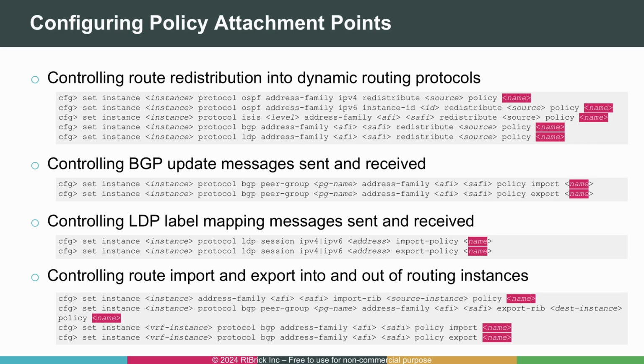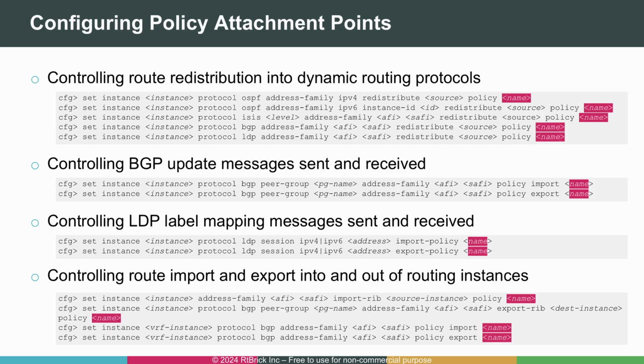A policy statement has no effect unless it is bound to a protocol or routing instance. There are three main groups of attachment points where routing policies can be applied in RBFS. All dynamic routing protocols allow importing routes from external sources using the redistribute command. The format of the command depends on the routing protocol. We've listed all variations here. Without any further options, all routes from the source protocol will be imported. For example, configuring redistribute direct will import all directly connected subnets. You can add the option policy name to apply a filter that defines which routes should be redistributed.